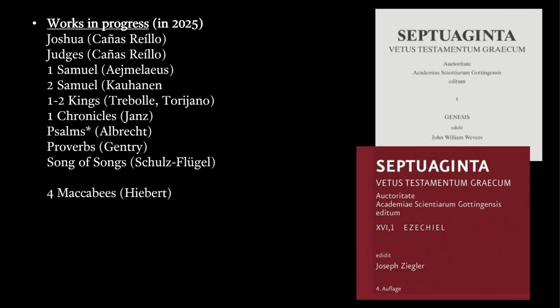Proverbs, Song of Songs, and then bringing up the rear for the apocryphal books, really this one's actually a pseudepigraphal book, is 4th Maccabees. So that's what is in store. So in the meantime, we don't have Göttingen editions of any of these books, and so there are other things you have to use for the critical text, and I'll cover those in future videos.